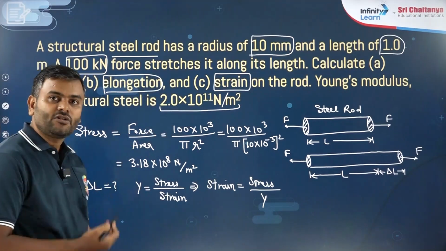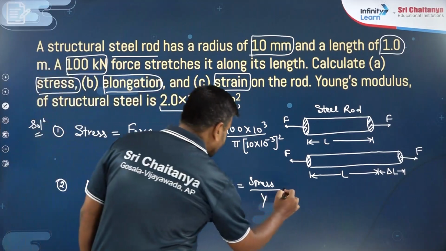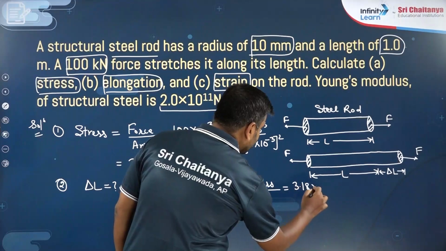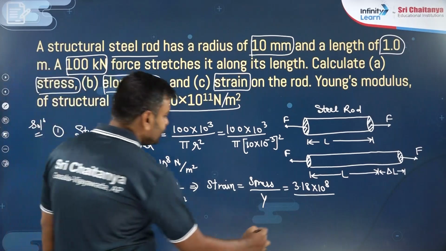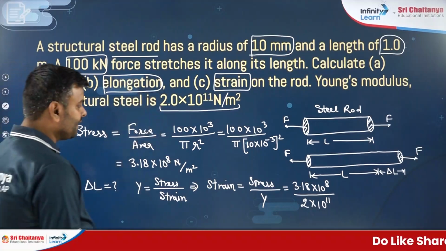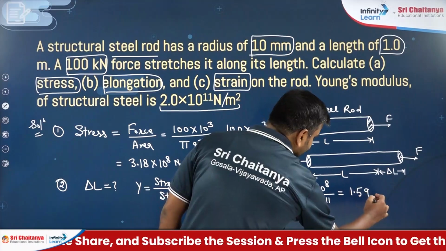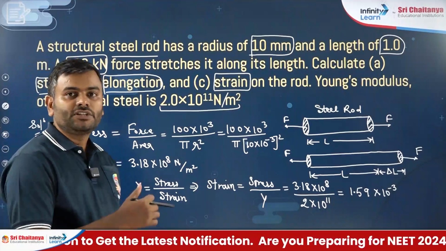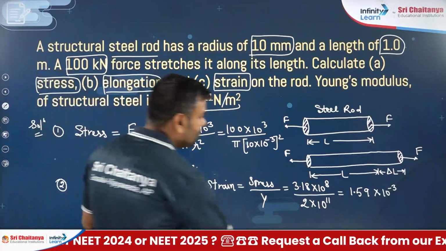If we substitute the stress, which we have already calculated, and Young's modulus of elasticity, which they have already provided in the question, the stress value is 3.18 into 10 to the power 8, divided by Young's modulus, which is 2 into 10 to the power 11. If we solve this, the strain comes out to be 1.59 into 10 to the power minus 3. Since this was asked in the third part, now we have got that answer as well.